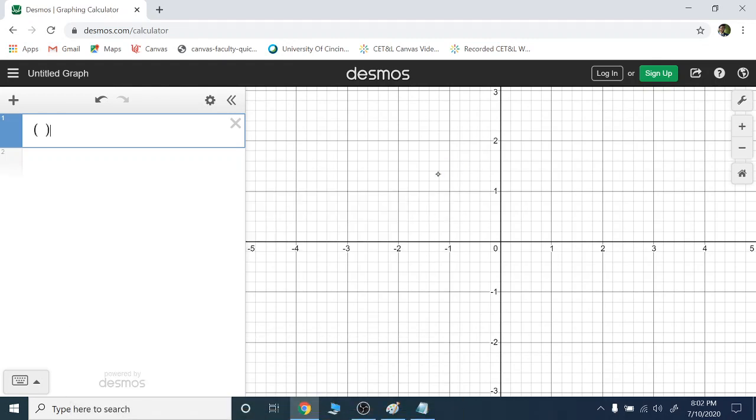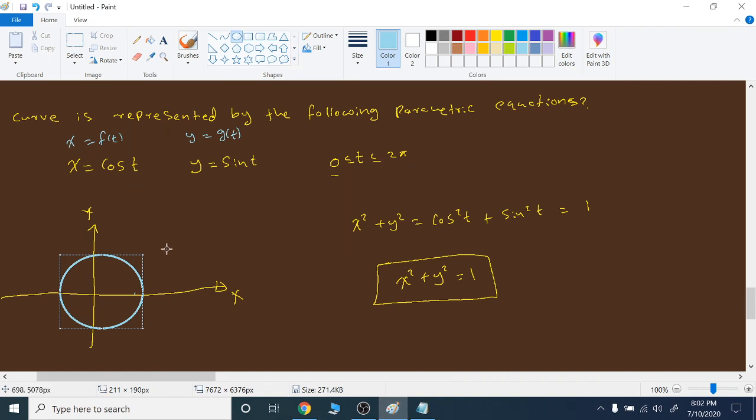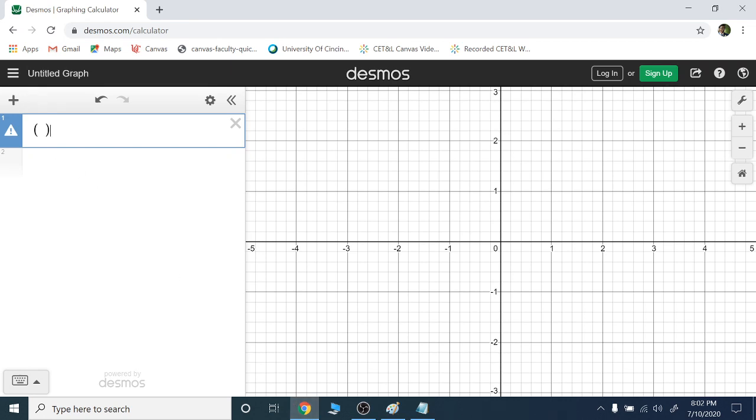You just have to have a parenthesis like this, and then you mention the x coordinate, which is cos t, and the y coordinate, which is sin t, as two terms within that parenthesis. So x is represented as cos t and y is represented as sin t. Now by default they set a starting point and an end point for the parameter t.